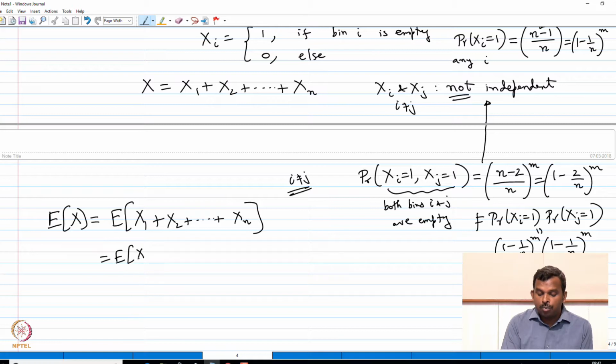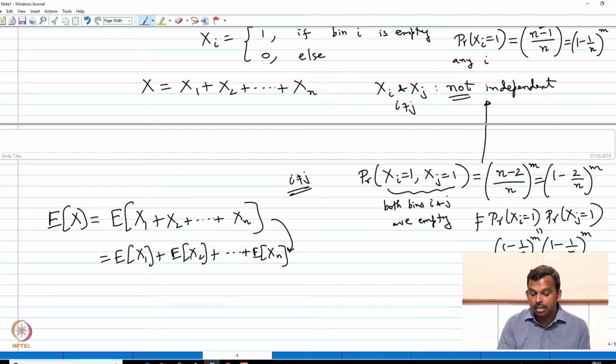A lot of people who see this for the first time always ask this question: but x1 and x2 and all that are not independent. How can you use linearity of expectation? Be convinced, it's true. Linearity of expectation is always true. Linearity of expectation is true for dependent random variables also.